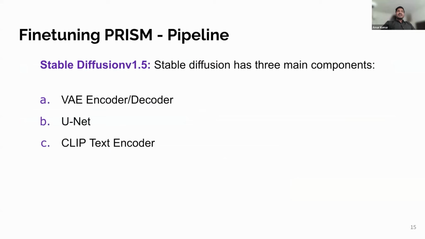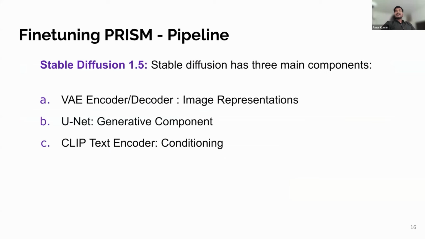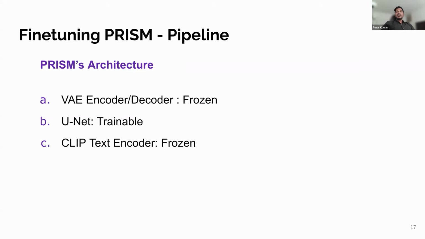This particular framework, Prism, that I was mentioning, is built on the backbone of Stable Diffusion 1.5, and has three key components: a VAE, which is a variational autoencoder and decoder, a UNet, and a CLIP text encoder. The VAE is mostly for controlling image representation, the UNet is the generative component, and the CLIP encoder is the conditioning mechanism. If we type something in natural language and want to control the image, we need to control the generative component such that whatever conditioning we give through text can be combined with image representations.